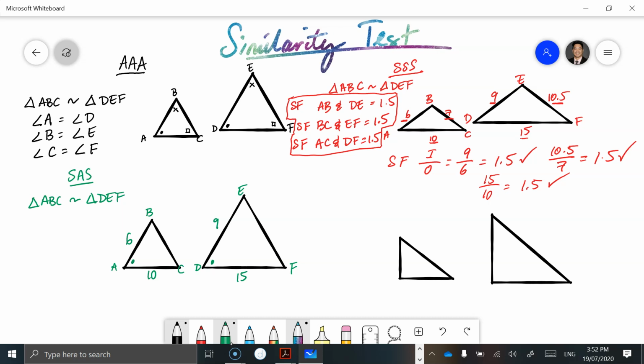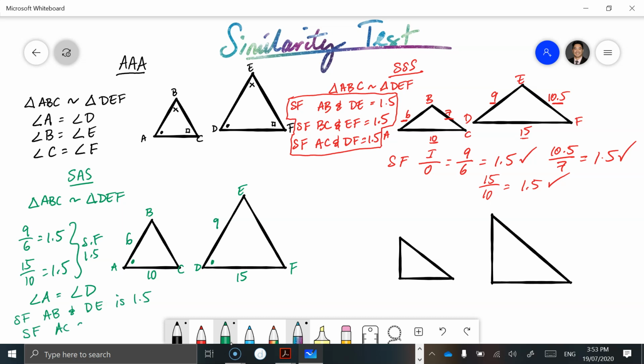Here we look at AB and DE, because those two sides correspond with each other. 9 divided by 6 is 1.5, and then AC and DF, 15 divided by 10, is 1.5. So they have the same scale factor of 1.5, and we have an angle which is also the same. Your first factual statement is that angle A is equal to angle D. Then you would say that the scale factor of AB and DE is 1.5, and the scale factor of AC and DF is 1.5. Great.